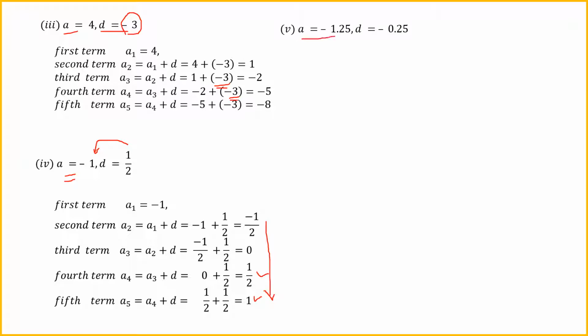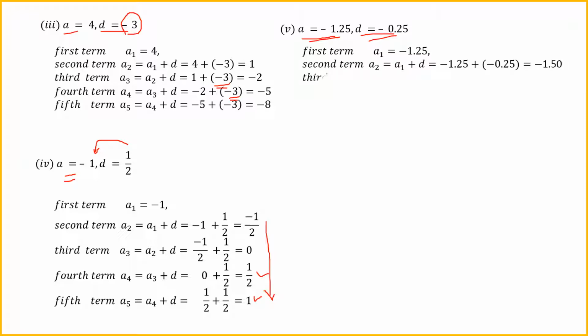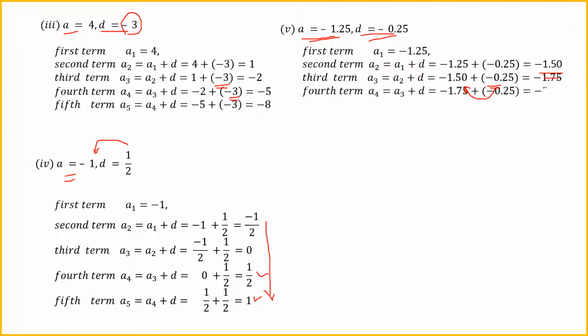If A equals -1.25 and D equals -0.25, the first term is -1.25. Add -0.25 to it, we get -1.50. Adding -0.25 to the previous, we get -1.75. Adding -0.25 to -1.75, we have -2. Adding -0.25 to -2, we have -2.25. Yes.